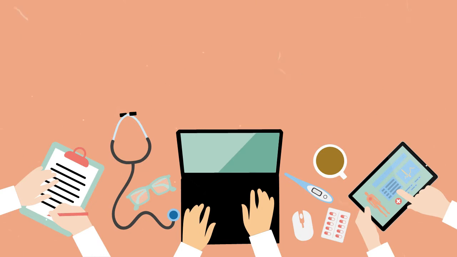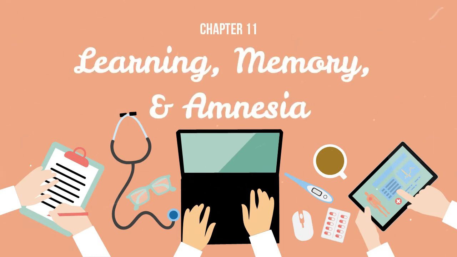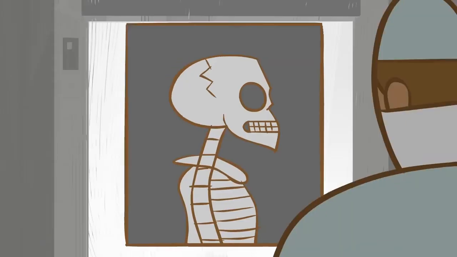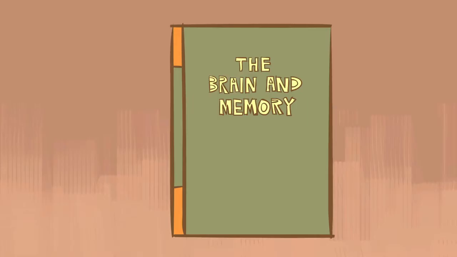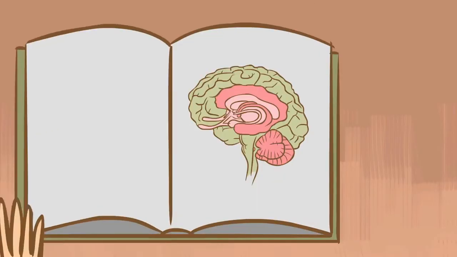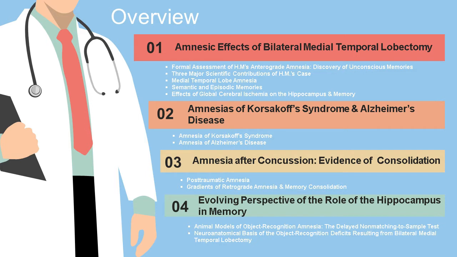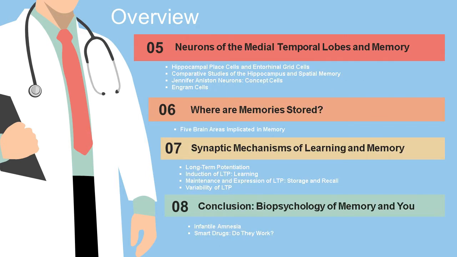I welcome you to Chapter 11, Learning, Memory, and Amnesia: How Your Brain Stores Information. This chapter focuses on the roles played by various brain structures in the process of learning and memory. This is a quick overview of what we're going to learn for this chapter. We are hoping that you already read Chapter 11.